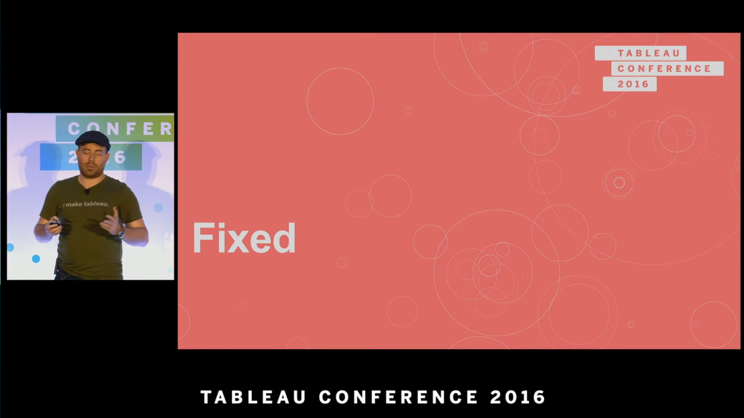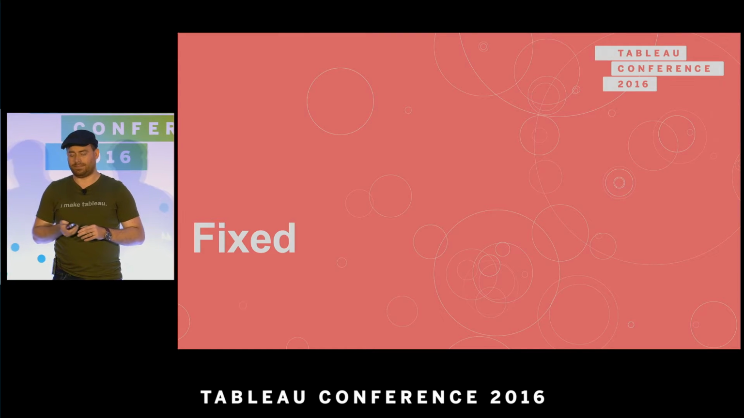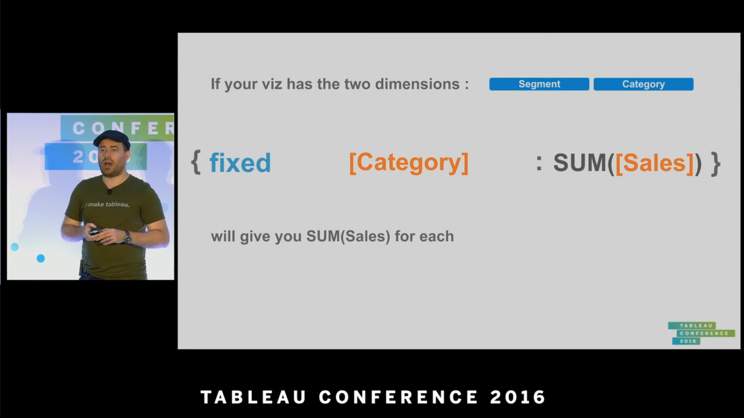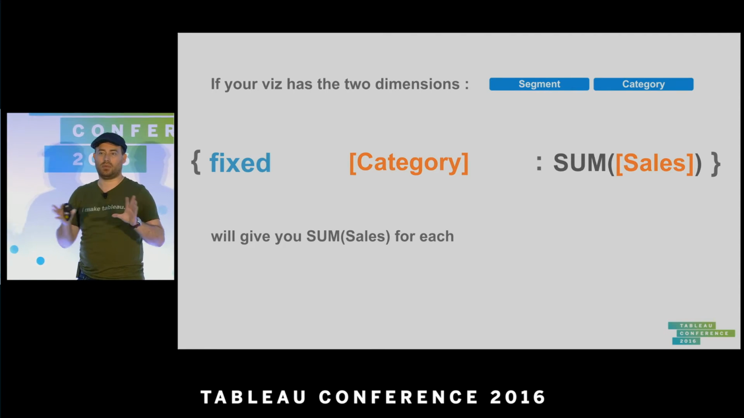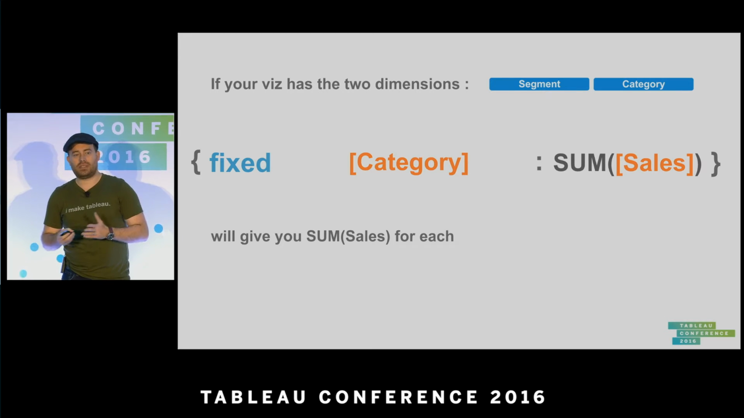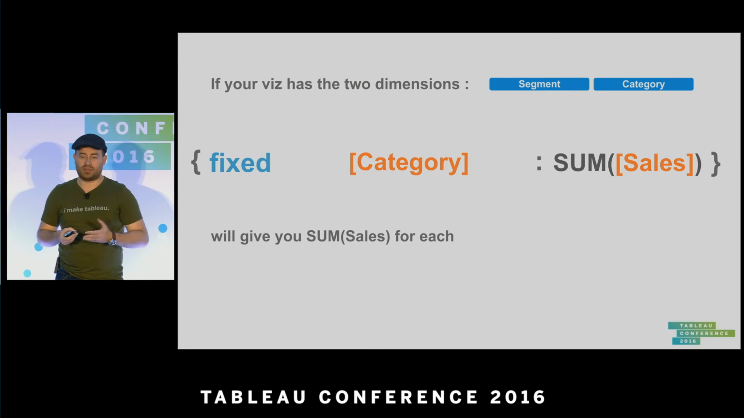So let's talk about fixed as the first example. I will walk you through some really simple examples. Assume you have these dimensions in the viz, and this is the measure. What are we computing? And we'll answer and go on. So in this case, assume you have a viz that has two dimensions, segment and category. And you wrote this expression, fixed category sum of sales. What does this compute?